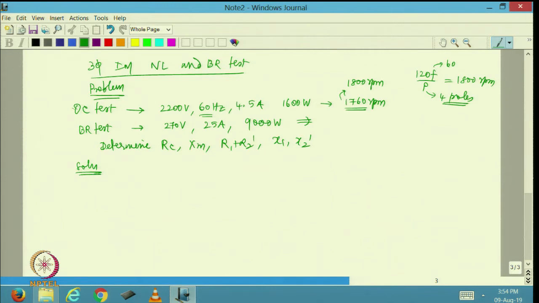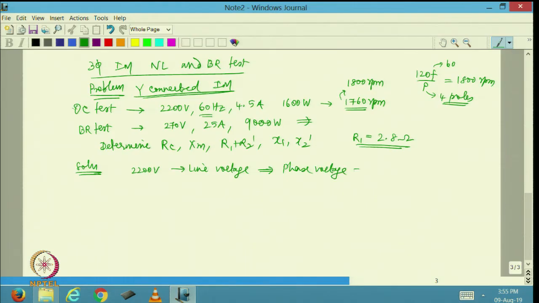Now, 2200 volts is given as the line voltage, and one more thing that is given is R1 is given as 2.8 ohms. This is also given. Okay. So, this is going to be the line voltage, and it is given as a Y connected induction motor. So, first of all I have to get the phase voltage.